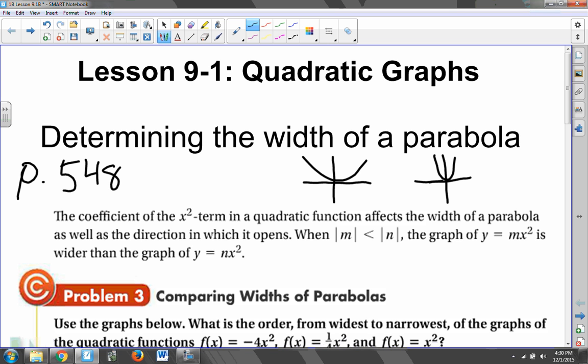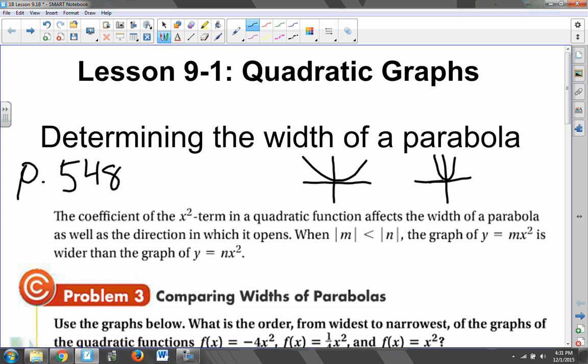And you'll see right at the top, it says, the coefficient of the x squared term in a quadratic function affects the width of a parabola as well as the direction in which it opens. Now in our last video, we looked at the opening up or opening down, right? Whether that number in front of our x squared is positive or negative. Today we're going to look at what that number does to the width of the parabola, making it wider or more narrow.